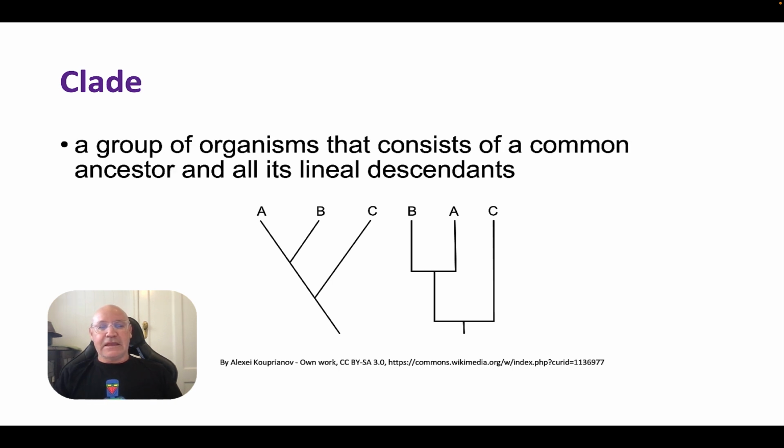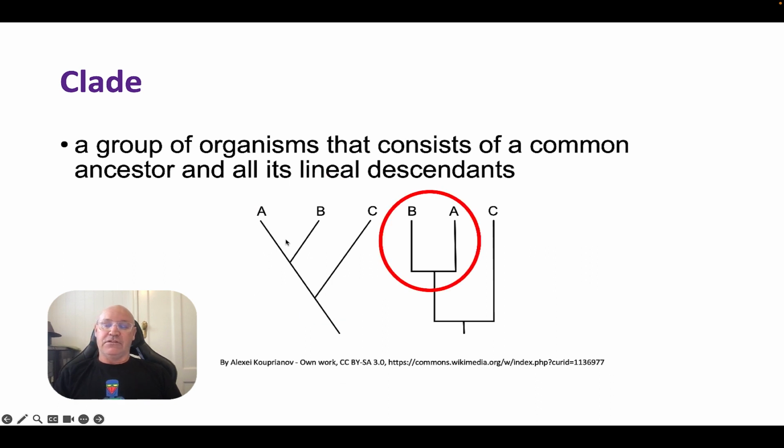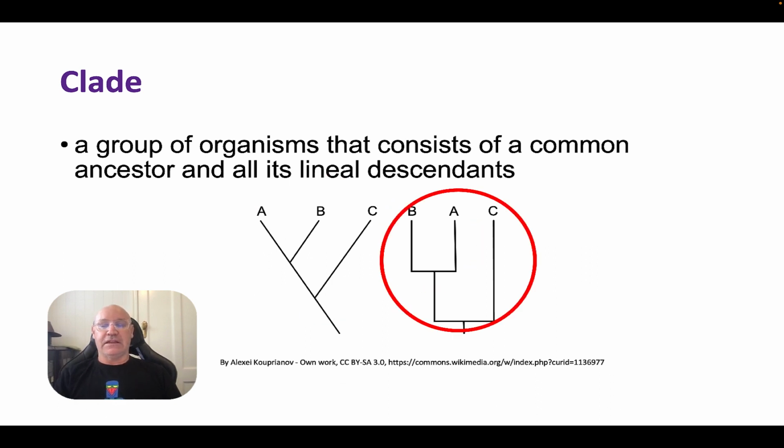Okay, so common ancestor. This would be a common ancestor, and this would be a common ancestor for A and B. Another thing we can represent on these diagrams is what we call a clade. This is a specific syllabus objective to be able to define clade. This is the definition of clade provided by the syllabus. It's a group of organisms that consists of a common ancestor and all of its lineal descendants. So that is a clade, a common ancestor and its descendants. But that is also a clade, common ancestor and its descendants. That's a clade, and that's a clade.